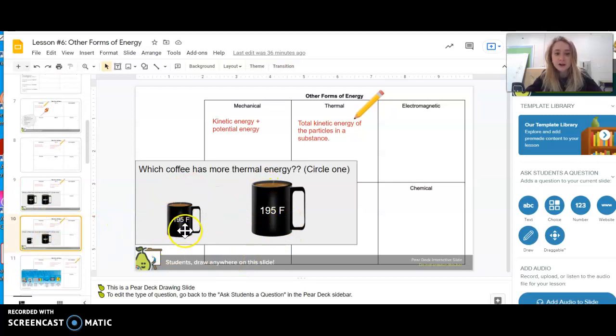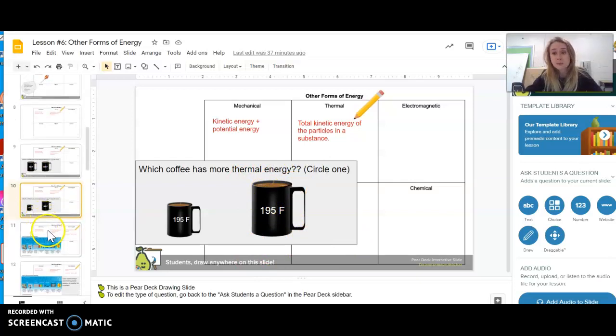Okay, now what about this? We have a small coffee mug and a large coffee mug, and they have the same temperature. Which one has more thermal energy? It's actually the bigger one because there's more particles that are moving. It has more thermal energy.